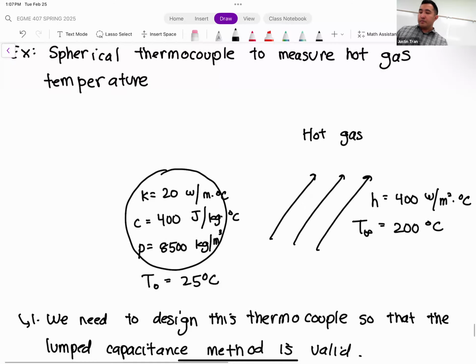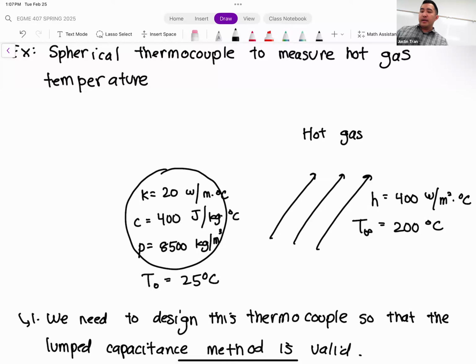The environment we're putting it in is some kind of hot gas from an experiment that's blowing by it. The temperature of that gas is 200 degrees C, so it's very, very hot. It has a convection coefficient of 400 watts per meter squared degree C. One thing I did not give you in this problem is the radius of the spherical thermocouple.